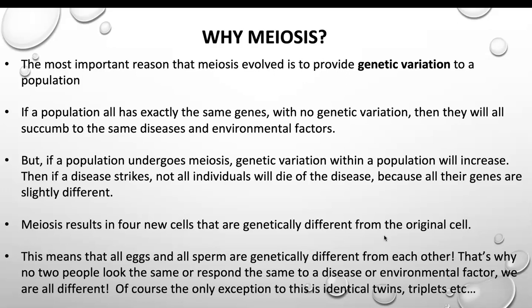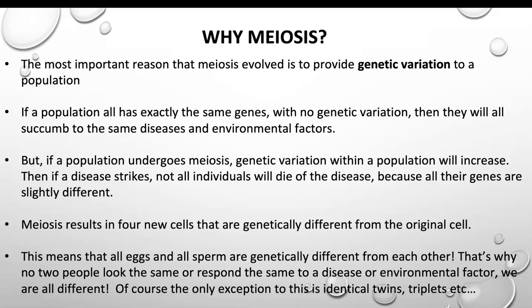Let's say there's a disease that came along and everyone in your population in the town or the village that you live in are exactly the same. That means they look exactly the same, they sound exactly the same, and they are all susceptible to the same diseases in the same way. Then it's possible that a disease may come along and wipe them all out, kill every individual in the population. But if a population undergoes meiosis, then genetic variation within a population will increase. Then if a disease strikes, not all individuals will die of that disease because all their genes will be slightly different and they'll all respond to that disease or environmental factor in a slightly different way.